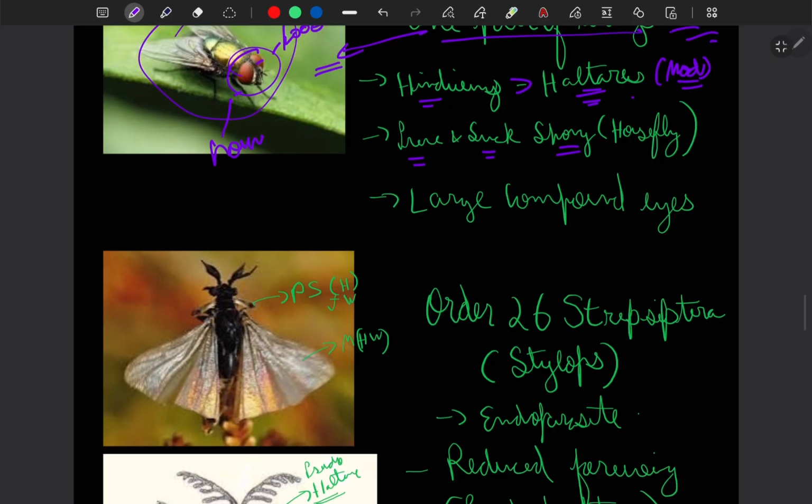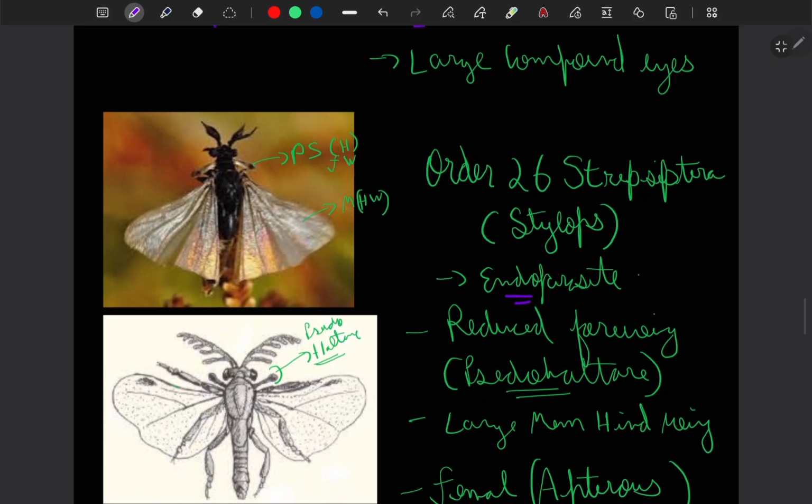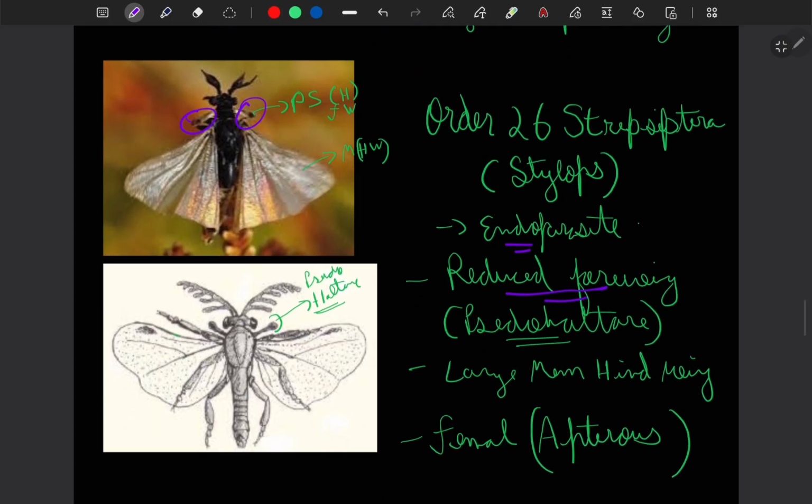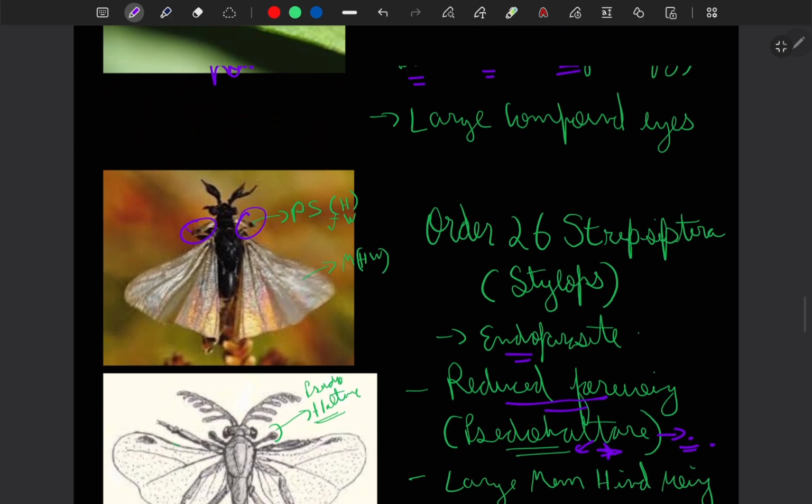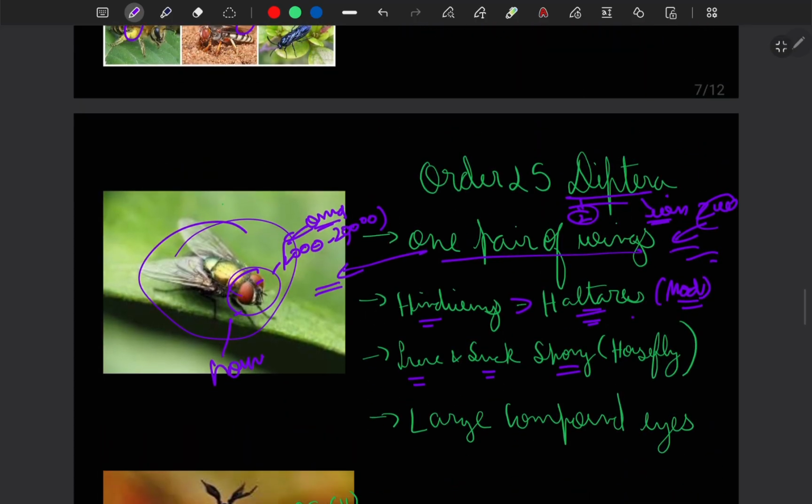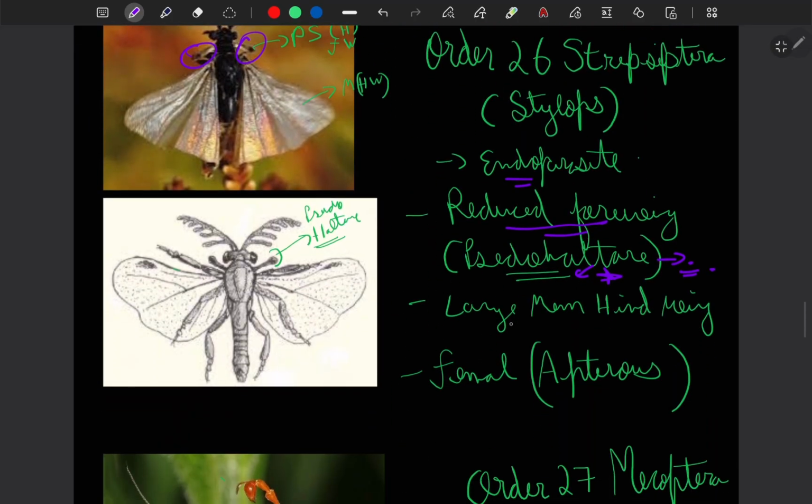The next order is Strepsiptera. The Strepsiptera is an endoparasite and it has reduced forewings. You can clearly see reduced forewings, which are also known as pseudo-halteres. Now pseudo-halteres are here in Strepsiptera, but halteres are there in Diptera. This you should know. They have large membranous hind wings and female are apterous.